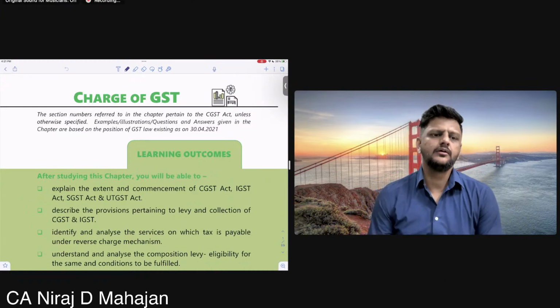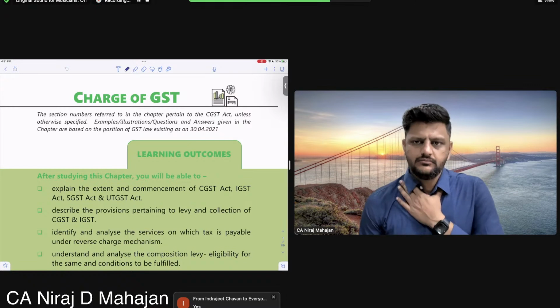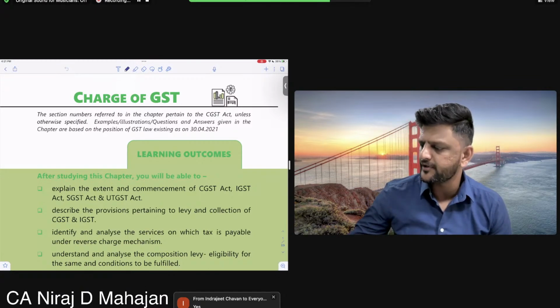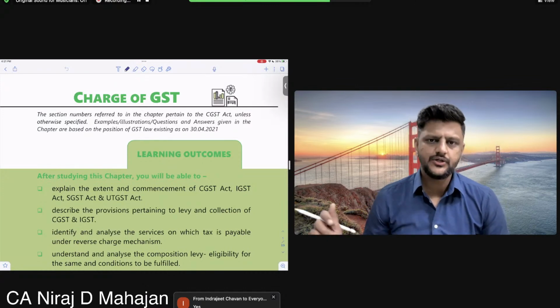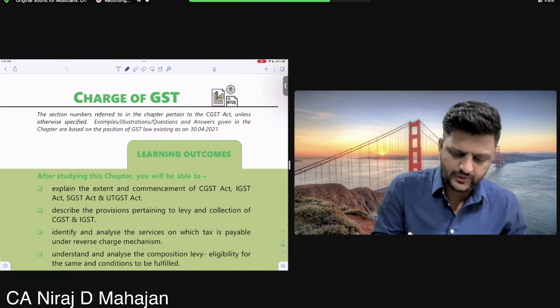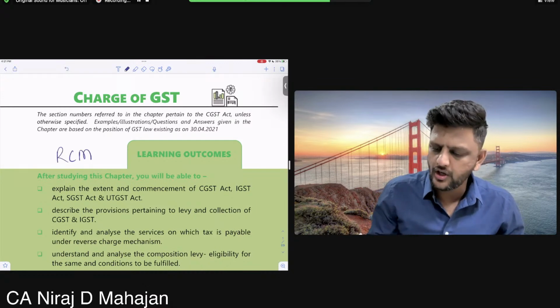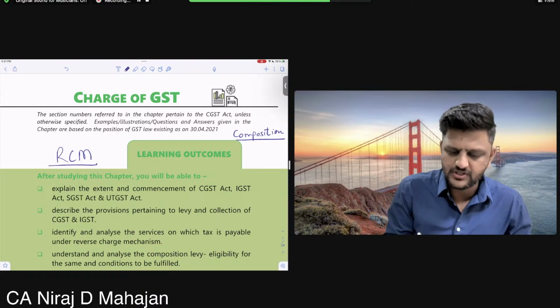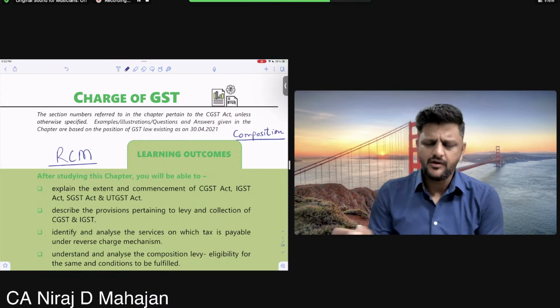Charge of GST. Most of it, we have already covered the basics. From this chapter, lots of things may be repetitive. So the only unique things under this chapter will be two things: RCM, and the composition dealer or composition tax. These two things you have to cover from this chapter, charge of GST. The remaining other things we have completely covered.